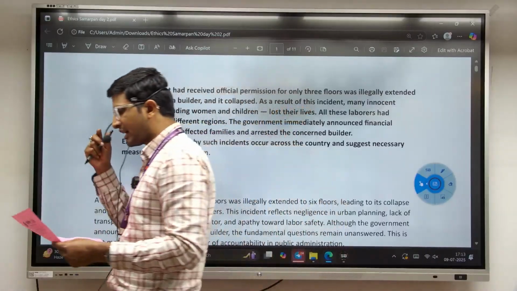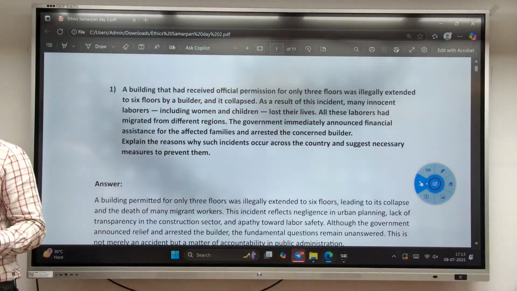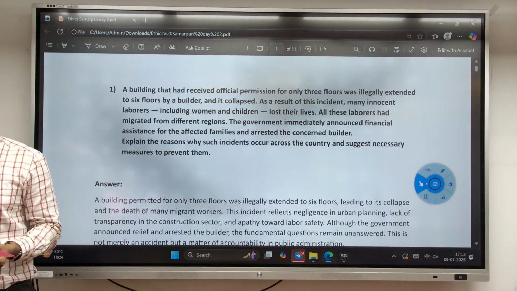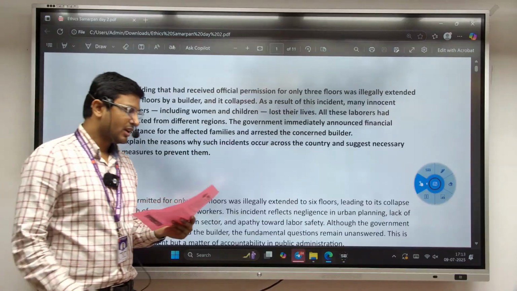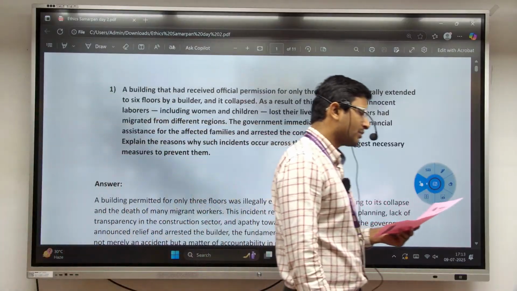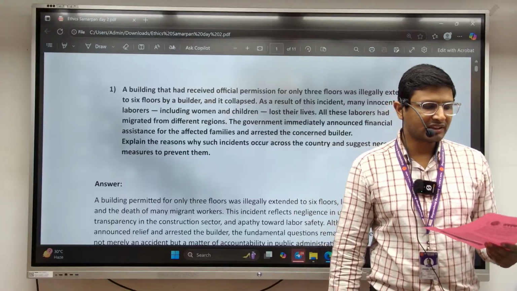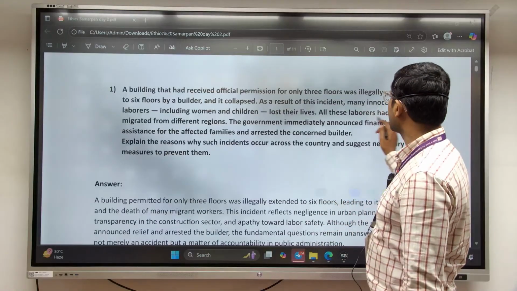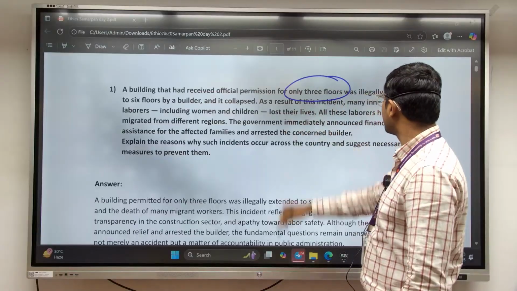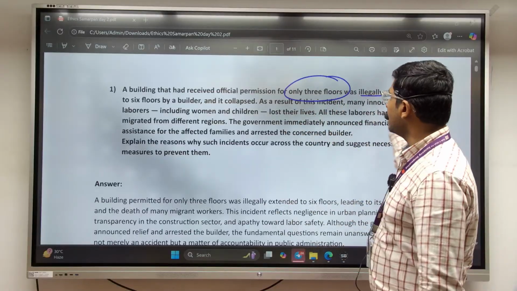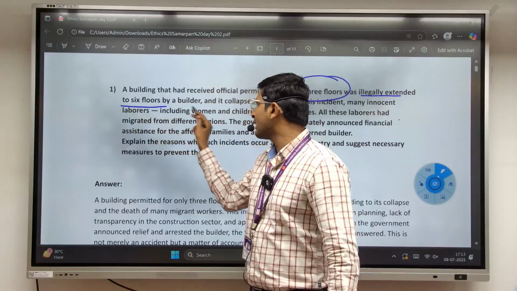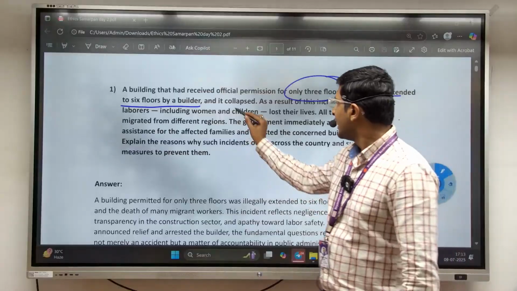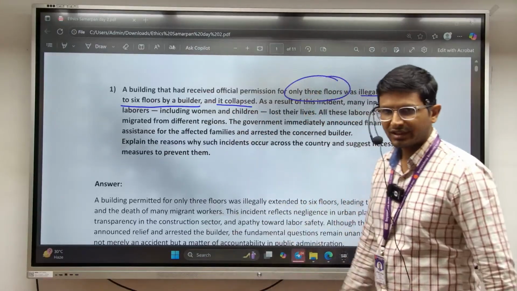First question, see what has been said. I will read the question, then we will decode it, we will see the demand, and then you will write it. Okay, so first, a building that had received official permission for only 3 floors was illegally extended to 6 floors by a builder. The builder built 6 floors, from 3 to 6, and it collapsed, right?